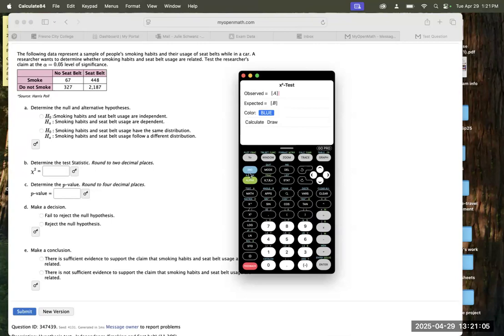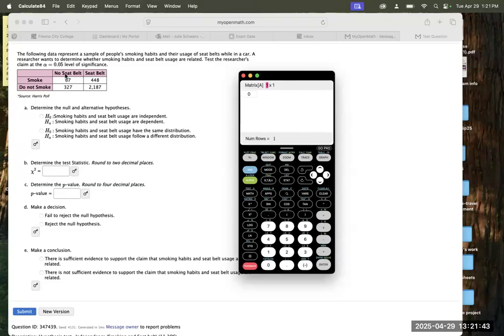So I'm going to quit out of here by doing second mode to quit out of that screen. And I'm going to go to the matrix screen, which is right above the x to the 1 power, right under the term math. So second, x to the 1 power. And now I'm going to scroll over to edit. And then I'm going to edit this first matrix. I'm going to choose it A, and I'm going to enter in this table.